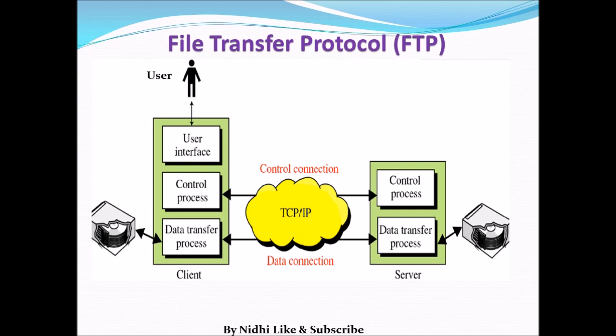machine, and the client machine has two programs. One is the control process and the second is the data transfer process. This hard disk is our computer hard disk. So we are transferring our data to the server or from the server to the client. For that, our control process and the server control process make a connection, and the data transfer processes also make a connection with each other. And like this we can send files to the server and we can download files from the server.